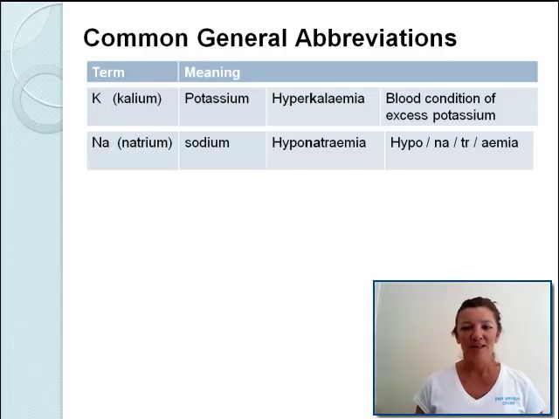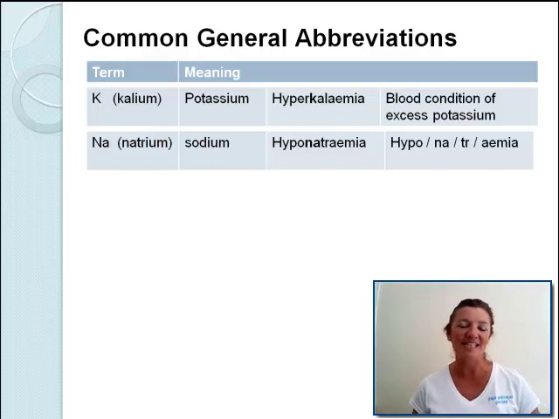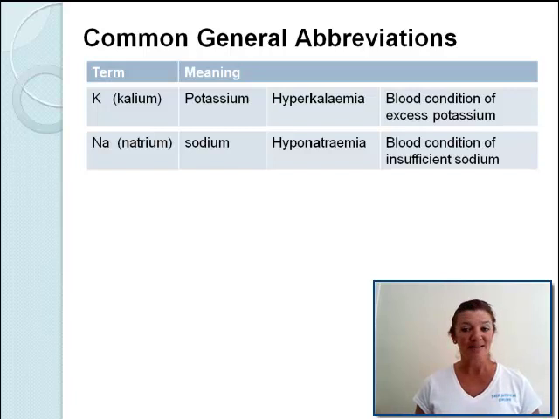The Tr bit, you can see, actually comes from the Latin term natrium, but I've separated it out so you can see that the symbol Na is used in the word, and you become familiar with that as an abbreviation for sodium. And hypo means reduced or insufficient. So what we have here is an emia, blood condition, Na, sodium, hypo, reduced, not enough. It means a blood condition of insufficient sodium.